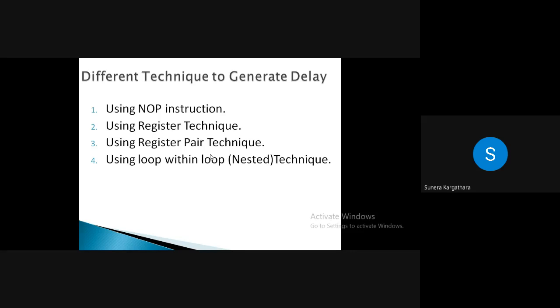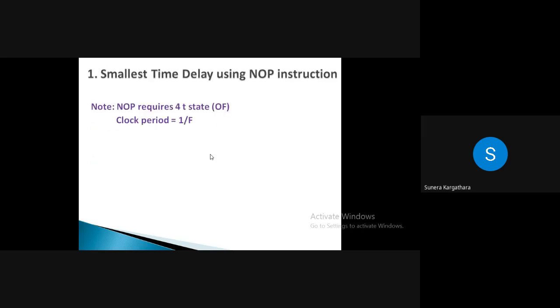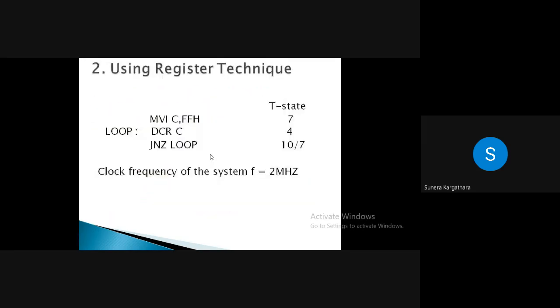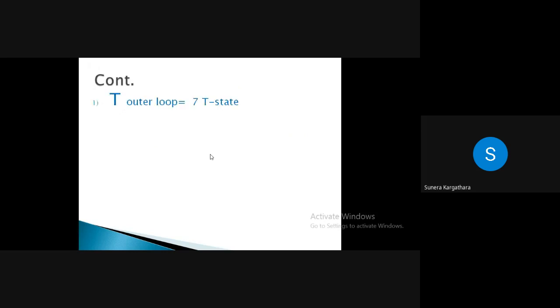For example, students, in all the applications we are using, whenever we are using a display device, we know the minimum delay that we want should be in terms of seconds, right? So always we have to check for the second delay, and that we get through the last two techniques. Just try to understand the third technique, where we are using a register pair.